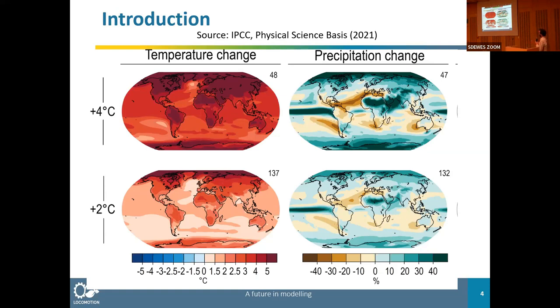But the most important part of these maps is that an increase of precipitation is expected, especially in higher latitudes and also in some desert regions. And on the contrary, a decrease of precipitation is expected in some subtropical regions, and especially in the Mediterranean region.